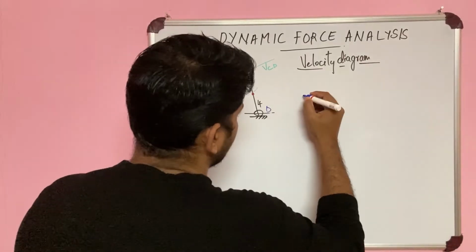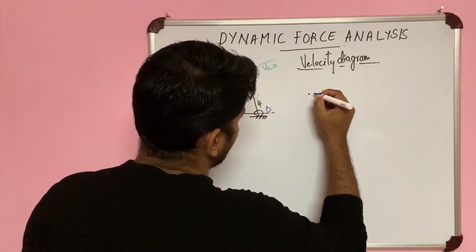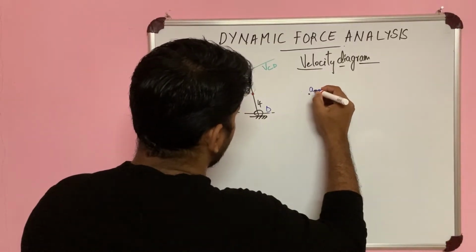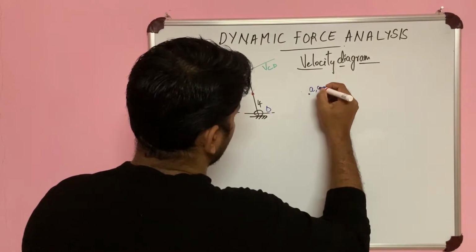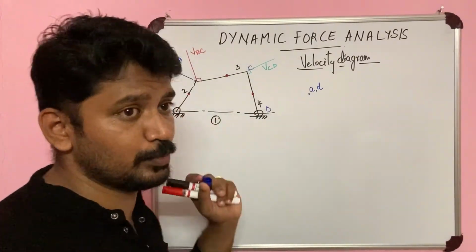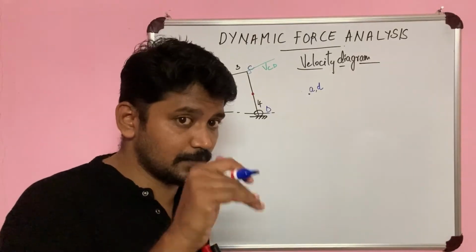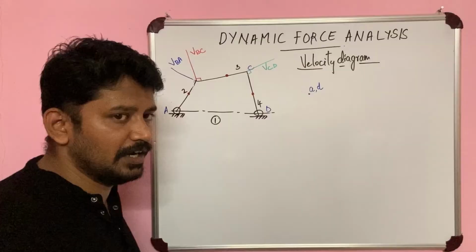Now, velocity of B with respect to A. We are starting from one point. We are considering any one point over here. Let us name this point as a, d. Now, why are we naming it as a, d? Because A and D are the fixed points. We have to always start the velocity and acceleration diagram from the fixed points. So this is a, d.